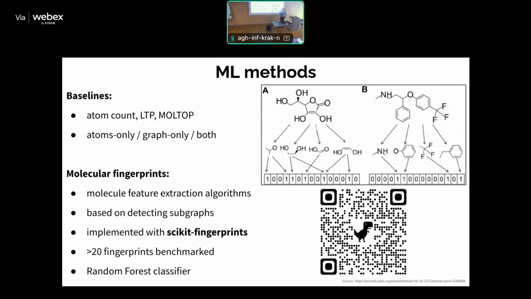GitHub stars are relevant. So we basically extract those fingerprints, put them into a random forest classifier, and then it should work.